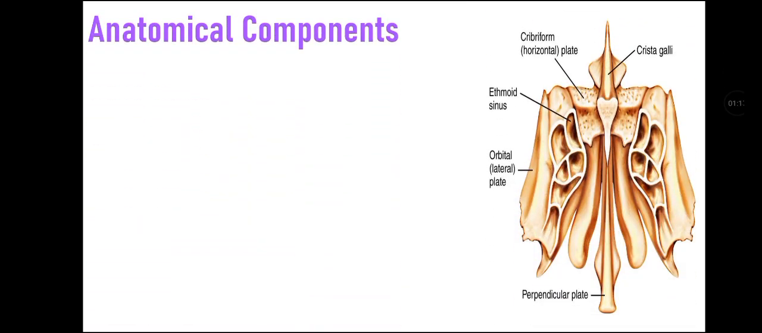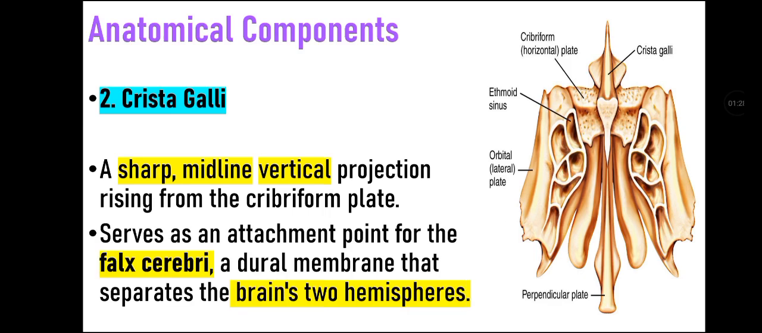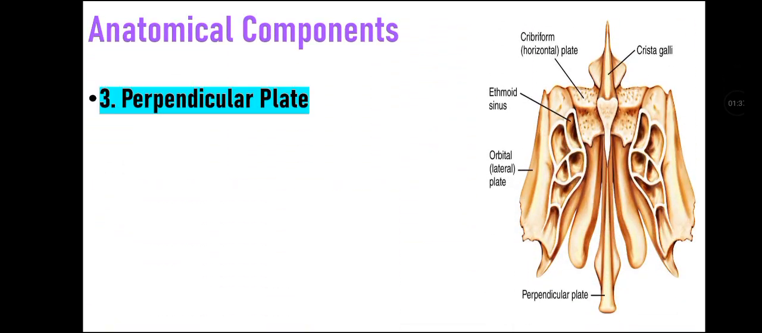Now let's talk about the next anatomical component of the ethmoid bone, that is crista galli. It is a sharp midline vertical projection arising from the cribriform plate. It serves as an attachment point for the falx cerebri, that is a dural membrane that separates the brain's two hemispheres. Next anatomical component is perpendicular plate.